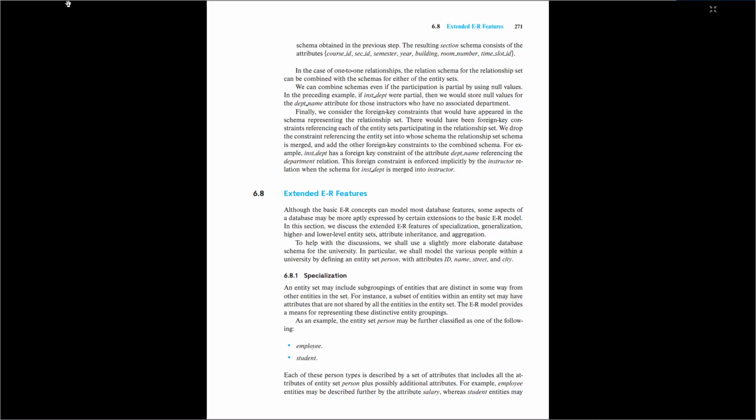Extended ER features. Although the base E-R concepts can model most database features, some aspects of a database may be more aptly expressed by certain extensions to the base E-R model. In this section, we discuss the extended features of specialization, generalization, higher- and lower-level entity sets, attribute inheritance, and aggregation. To help with the discussions, we shall use a slightly more elaborate database schema for the university. In particular, we shall model the various people within a university by defining an entity set person, with attributes ID, name, street, and city. 6.8.1 Specialization.